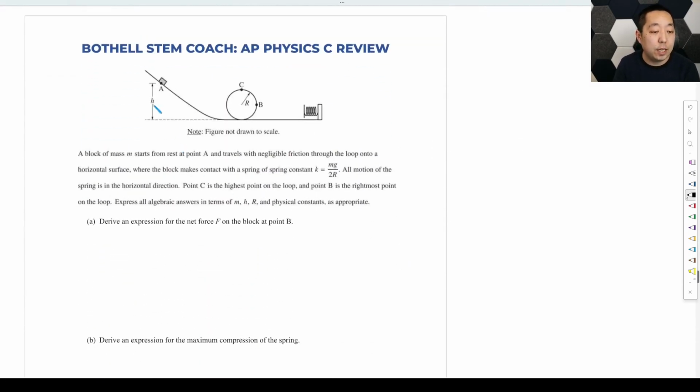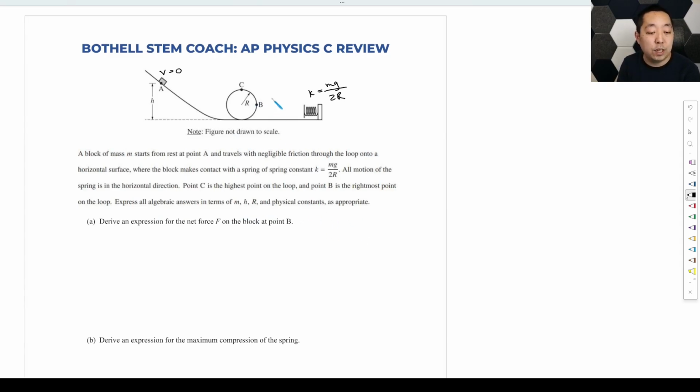All right, a block of mass m starts at rest at point A and travels with negligible friction through the loop onto a horizontal surface, where the block makes contact with a spring of spring constant mg over 2r. All the motion of the spring is in a horizontal direction. Point C is the highest point in the loop, and point B is the rightmost point. Express all algebraic answers in terms of m, h, r, and physical constants.